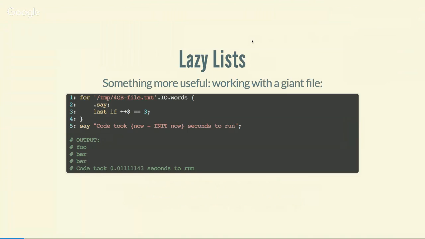And on line number 5, I'm just printing out how long it took the program to run. I'm using an INIT. It's called a phaser. It's basically similar to a BEGIN block in Perl 5. The code inside the block runs right away after the program starts. And basically this way you can see how long it took your program to run. So you can see it took only a fraction of a second to run this program, even though it's a large file. Basically it read only as much as it was needed.